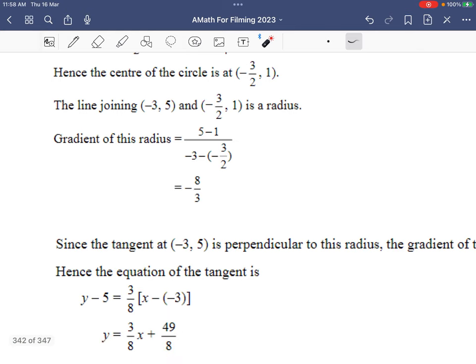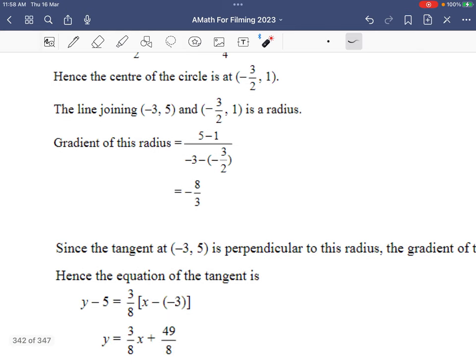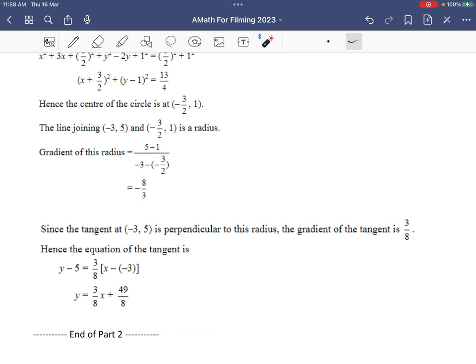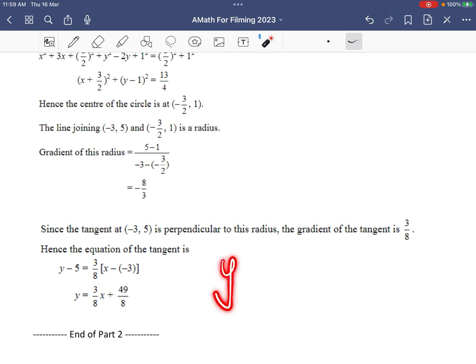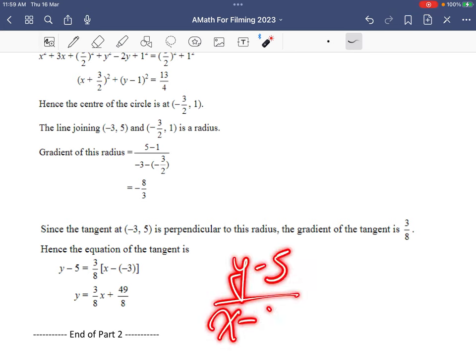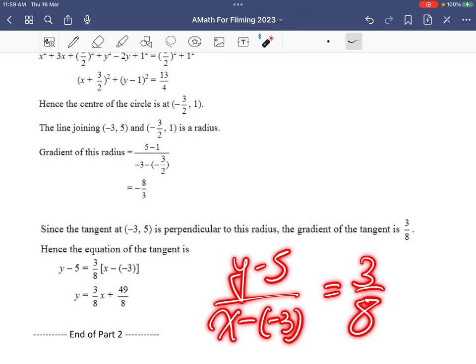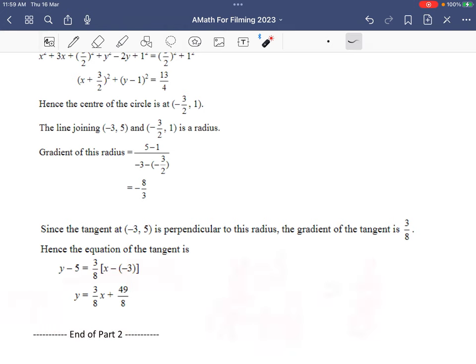Then it implies that the tangent has a gradient of 3 over 8, because m1 times -8 over 3 equals -1. So m equals 3 over 8 over here. So you take y minus 5 over x minus -3 equals 3 over 8. You do some algebraic manipulation, and you get the equation of the tangent found here. And that's the end of part 2.